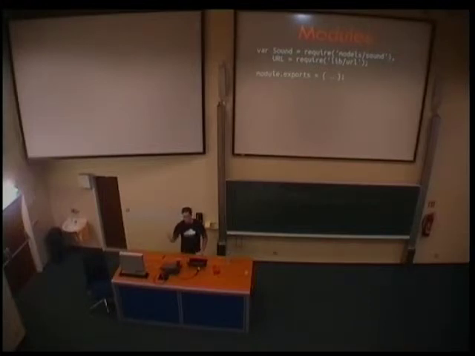So this is what a module might look like in our code. At the top we just do sound equals require model sound, URL equals require lib URL, and then to export whatever we need to export from this file, we attach it to module.exports, or we assign it to module.exports. And then whatever requires this file gets that object.